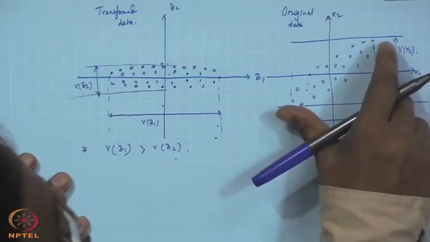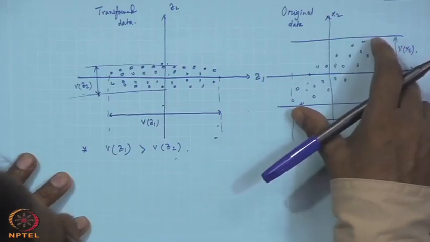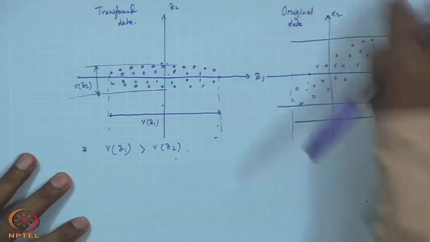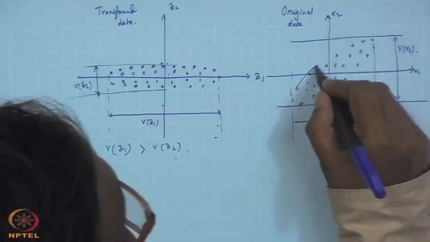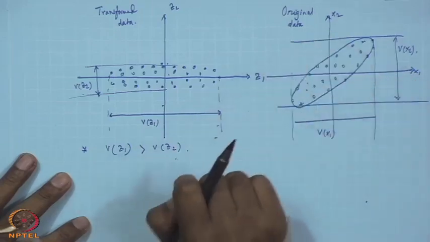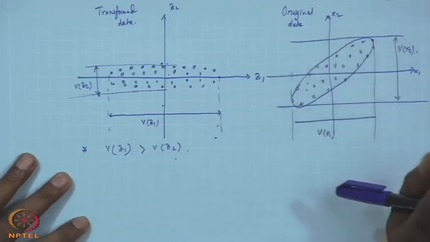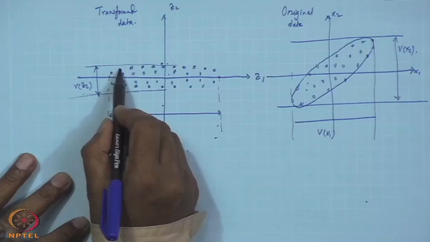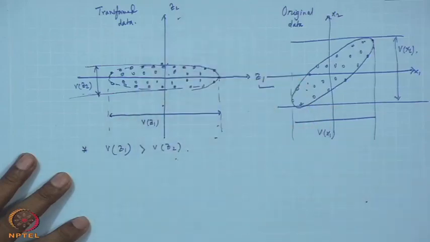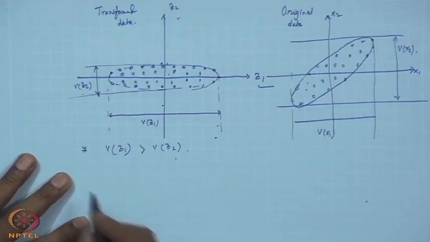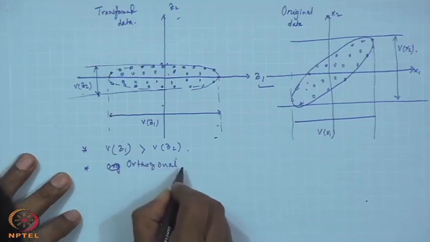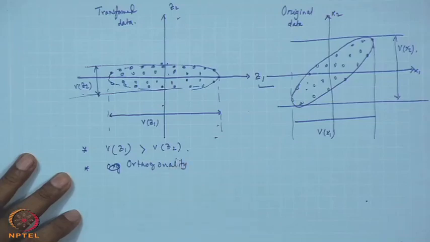The second issue is that in x1 and x2, both the variables are correlated, that is why you are getting an inclined bivariate ellipse. That means the major and minor axes of the ellipse are not parallel to x1 and x2. It shows the dependency between x1 and x2. In the transformed case, the major axis of the ellipse is across z1 and the minor across z2. This shows z1 and z2 are independent. That is what I said, the orthogonal dimension, or orthogonality, is preserved.